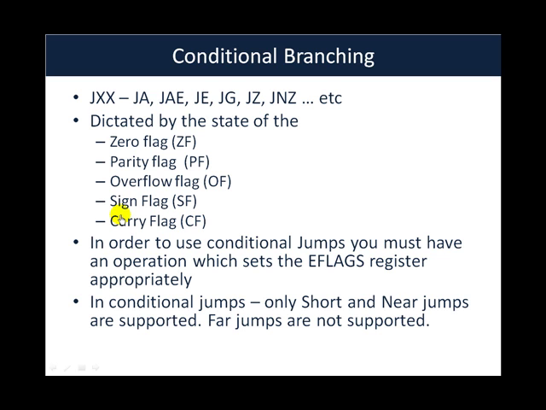Now, a programmer could use these flags in order to infer what happened in the previous instruction and then take a decision and conditionally branch out or jump to a separate instruction. So conditional branching is very important in programming simply because this is what typically allows programs to take decisions based on various events which are happening. A point I'd like you to note is that conditional jumps only support the short and near jumps. Far jumps are not supported.